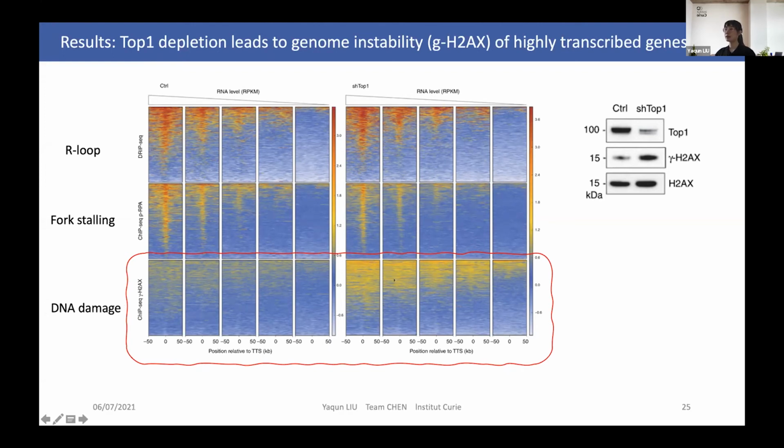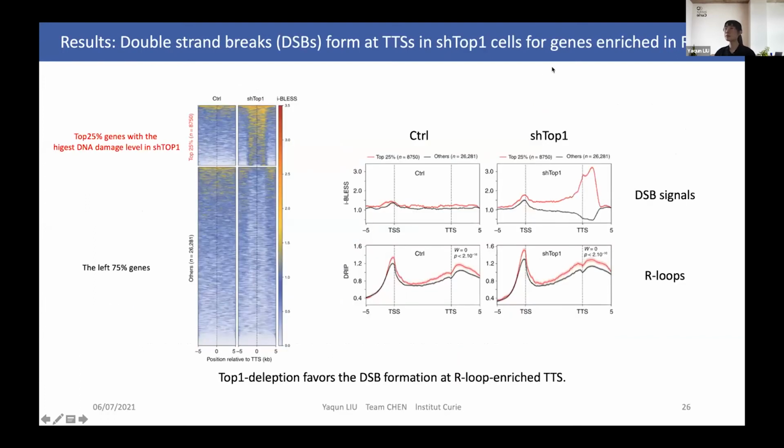So we can see that TOP1 depletion leads to DNA damage, associated with a higher level of R loops and forks of highly transcribed genes at TTS. And then we use higher-resolution double-strand break mapping data obtained by BLESS technology. I then separated the genes by their double-strand break level into two groups: the highest 25% double-strand break level, and the rest of the genes.